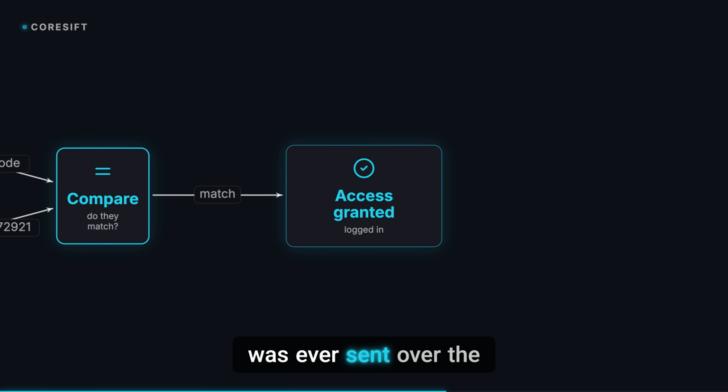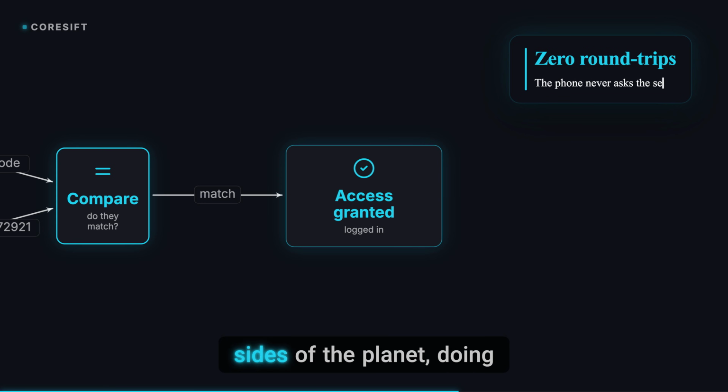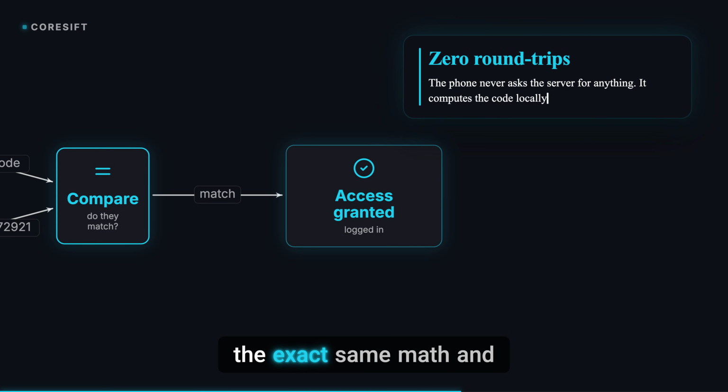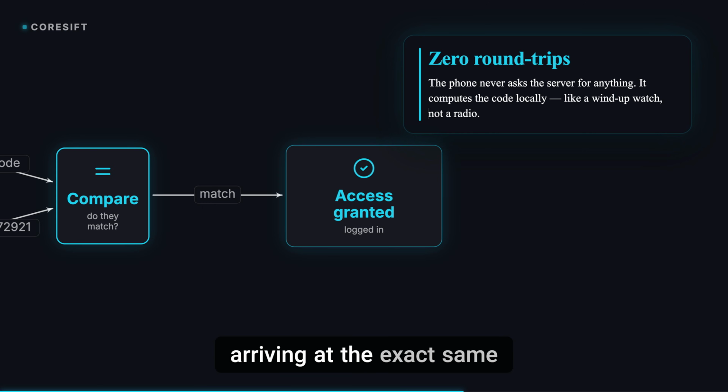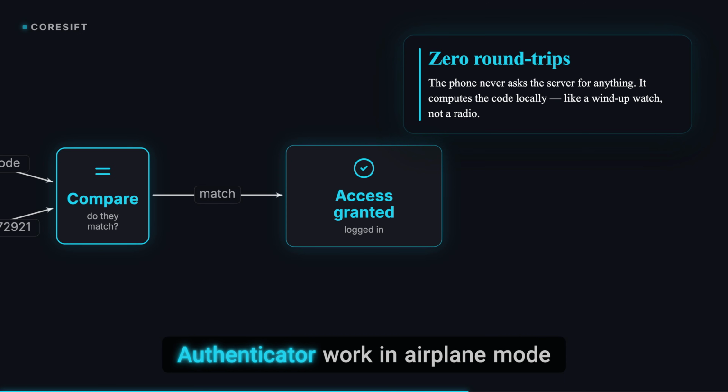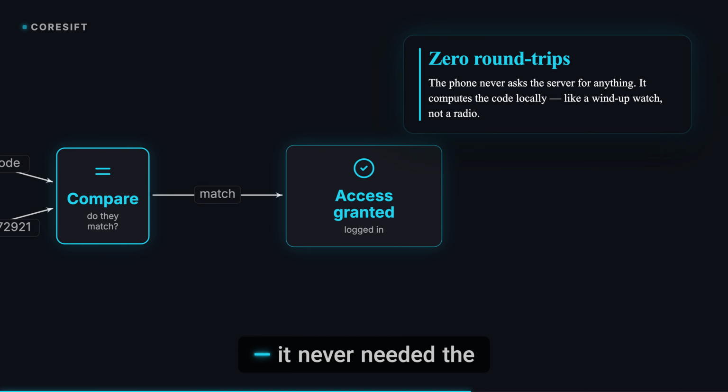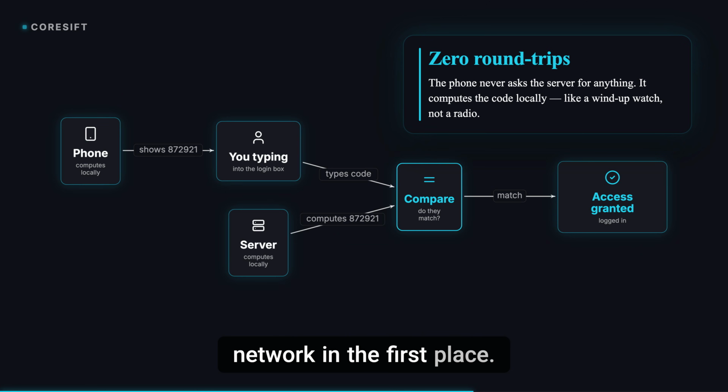No code was ever sent over the wire from your phone. No call to a verify service. No round trip back to a database of pending codes. Just 2 machines on opposite sides of the planet doing the exact same math and arriving at the exact same answer. That is what makes Authenticator work in airplane mode. It never needed the network in the first place.